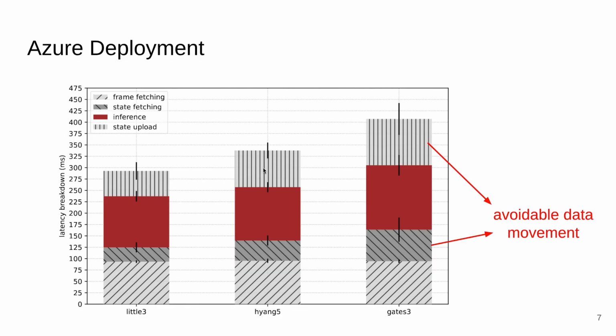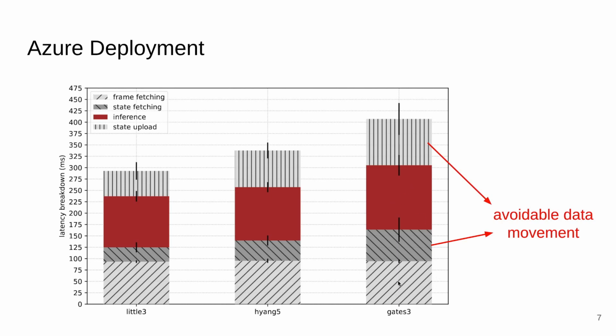This is for one particular step in our pipeline, and this is an end-to-end latency breakdown. So let's look at just one of these bars. The gray sections represent the data being moved, and the red one is the actual inference time of the model.